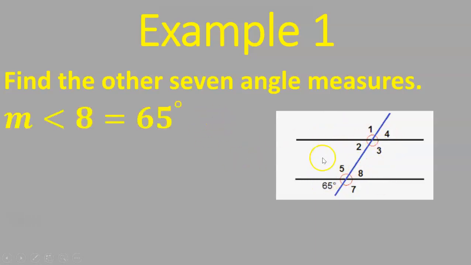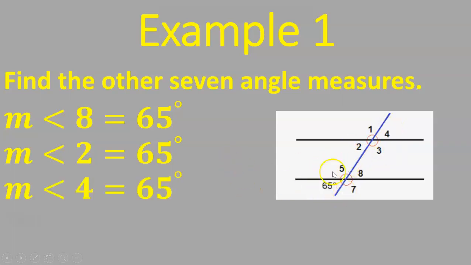So we're going to say that the measure of angle 8 is 65 because these are vertical. Now, it doesn't matter if they're parallel or not, 8 is going to be 65. 2 is 65. What kind of angles are 65 and 2? They're corresponding. They're both in the bottom left-hand corner. 4 is 65 because they're alternate. Remember, they're both exterior on opposite sides of the purple line. Now that's 3 of the 7.